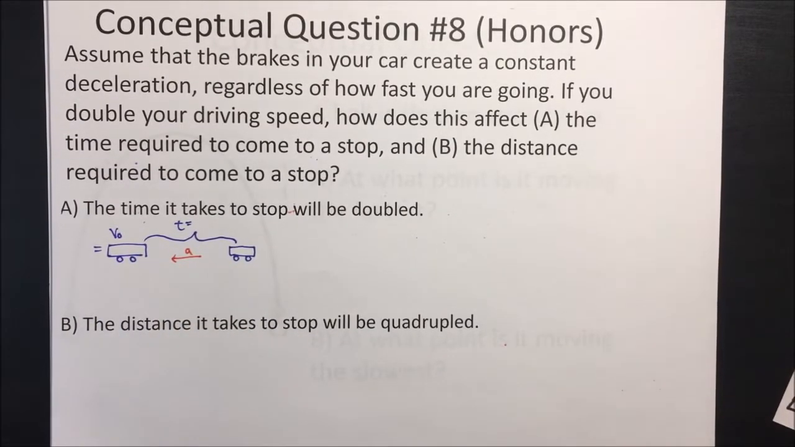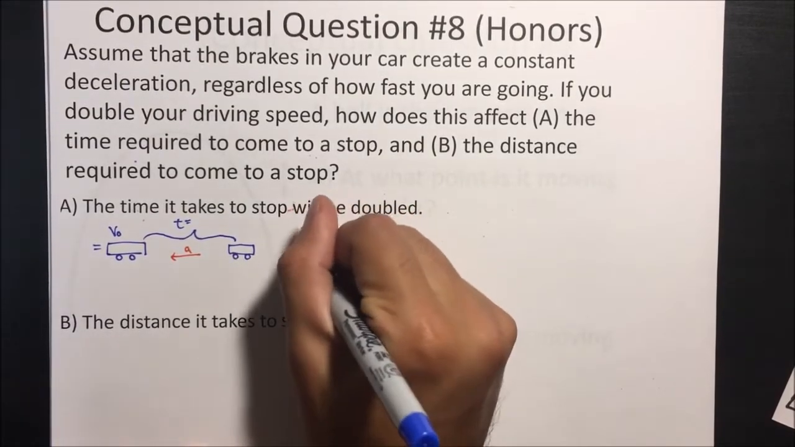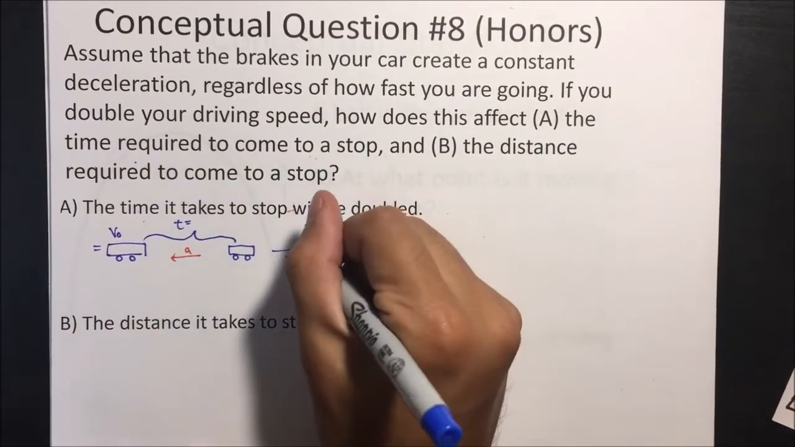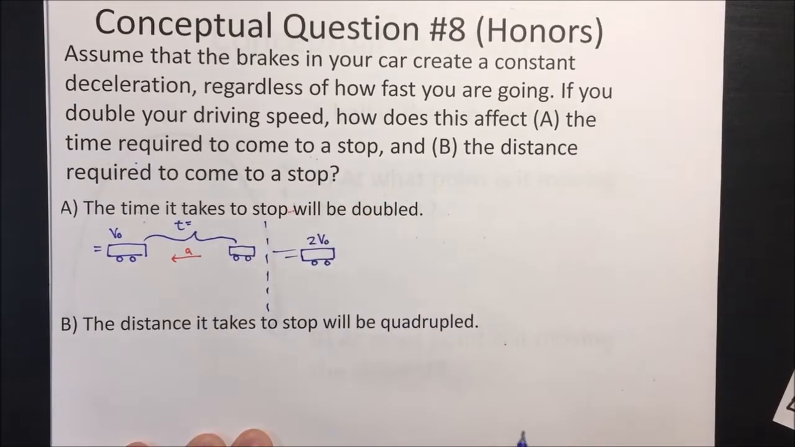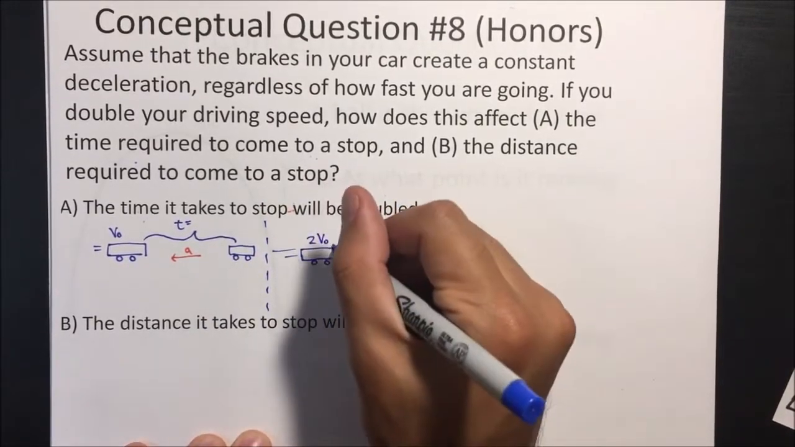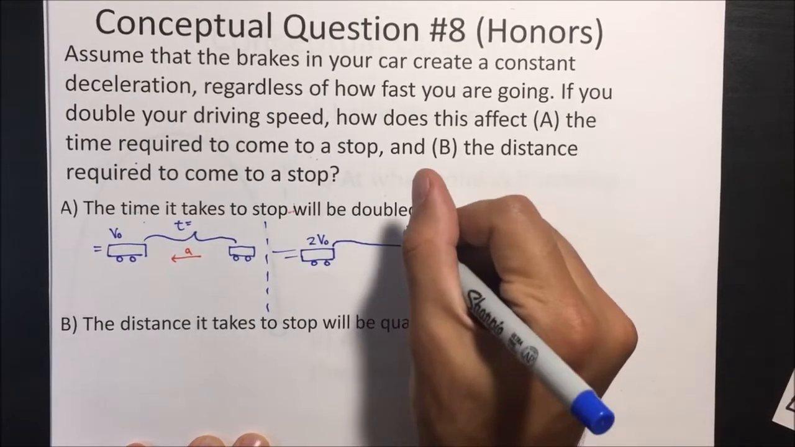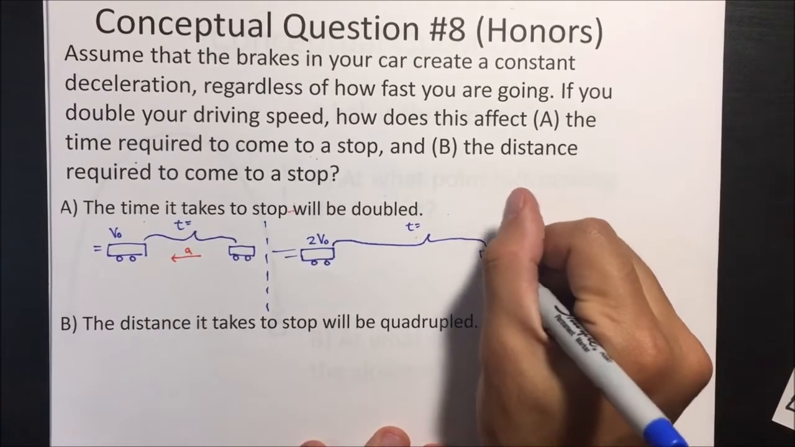So let's draw the second scenario out. We have this car, and now it has double the amount of speed, so it's going twice as fast as the first scenario. So this time it's going to take a little bit longer for it to come to a stop. We don't know how much longer, but it's going to take longer for it to come to a stop.